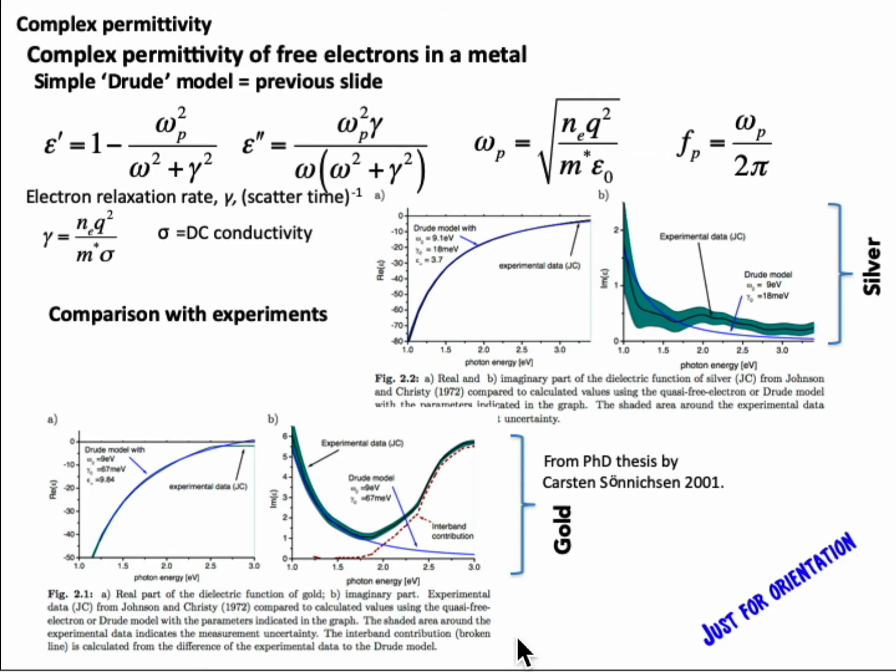However, it's not so good for the complex permittivity for gold. This is due to the band structure of gold. The Drude model does not have scattering between different bands. If one includes interband scattering in the absorption, one gets the right dependence for gold.